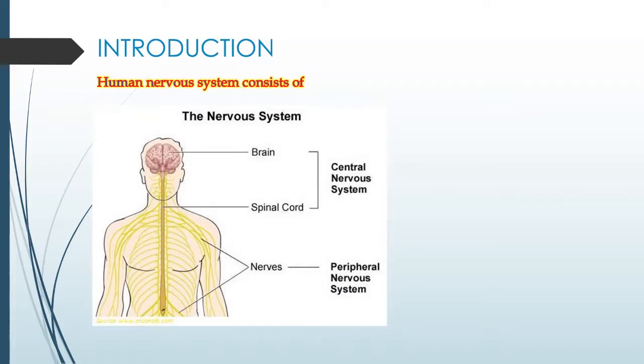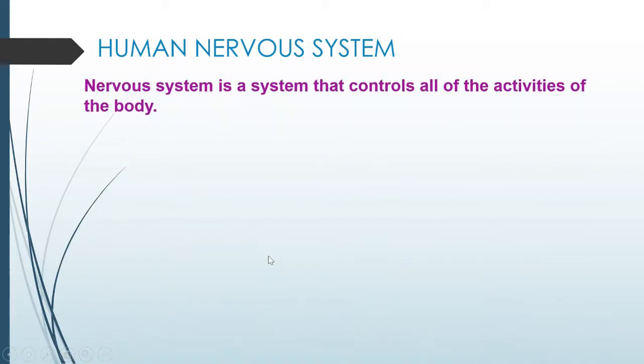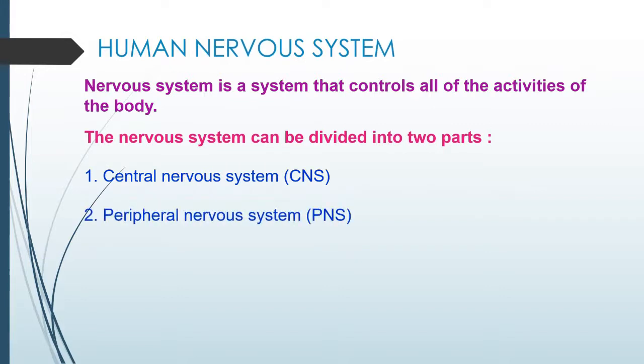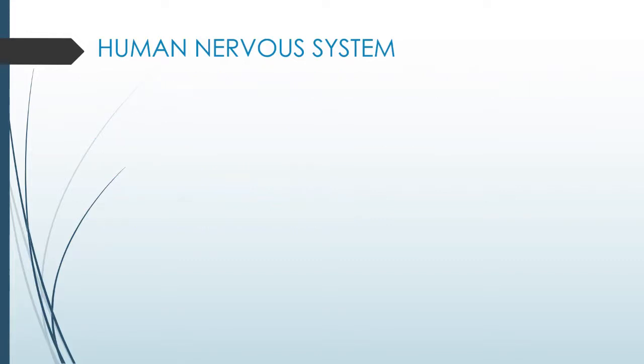Now the nervous system consists of the brain, the spinal cord, and the nerves. The nervous system is a system that controls all of the activities of the body. And the nervous system can be divided into two parts. The first part is called the central nervous system, which we'll call the CNS. And the second one is the peripheral nervous system, which is also called the PNS.